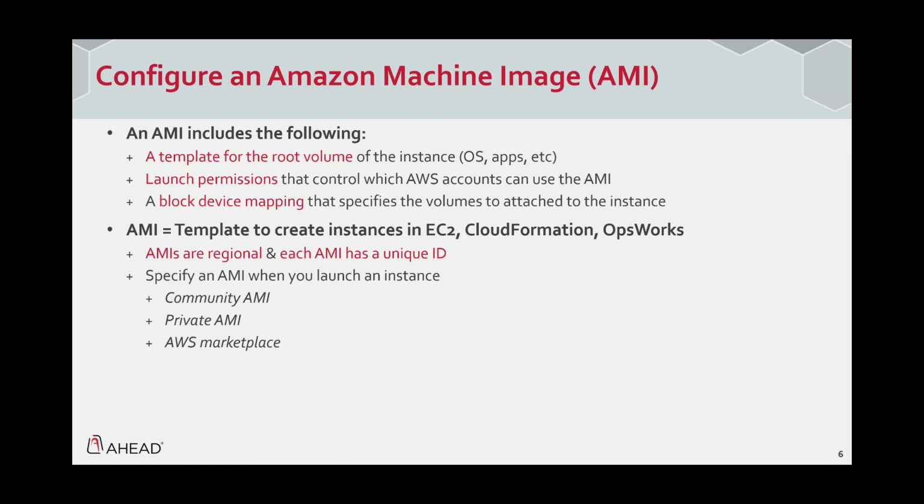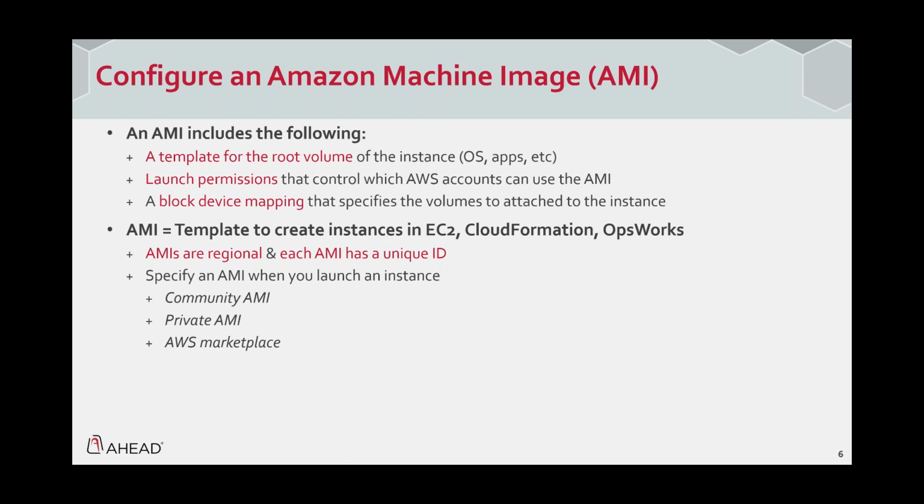But AMIs are regional, so keep that in mind. If you deploy your own AMI in, say, Northern Virginia, it's only going to be available in Northern Virginia unless you copy it to a separate region, and we'll talk about that in a little bit. And each AMI actually has a unique ID.